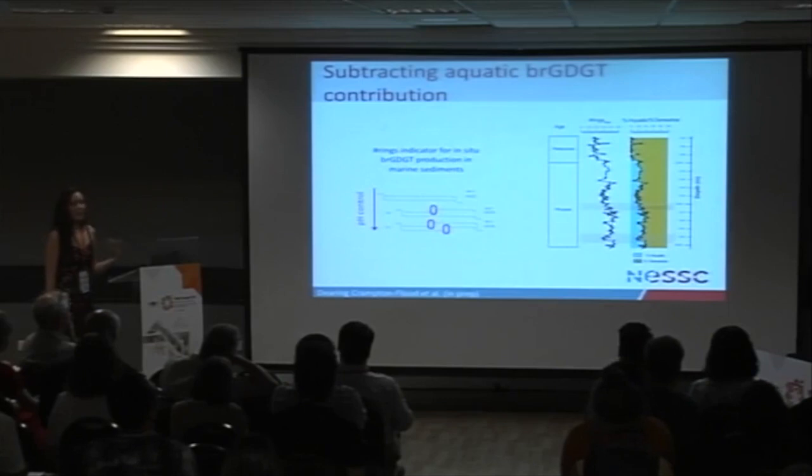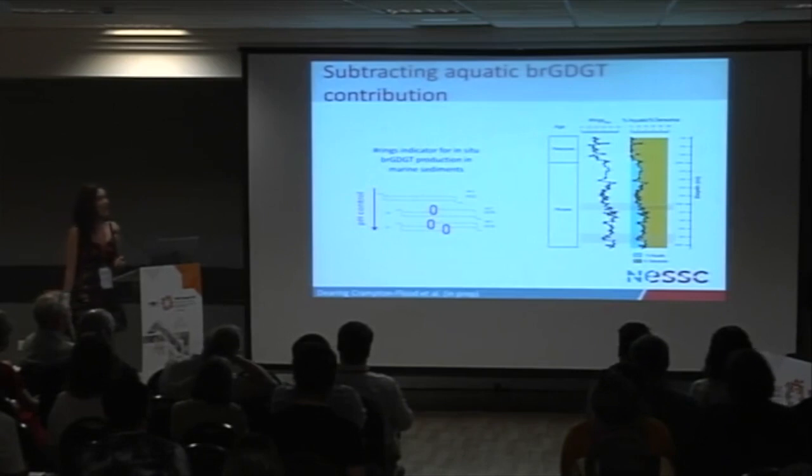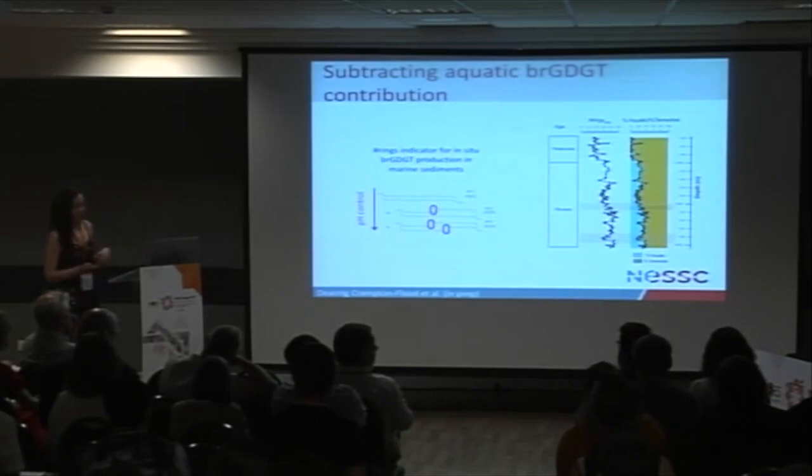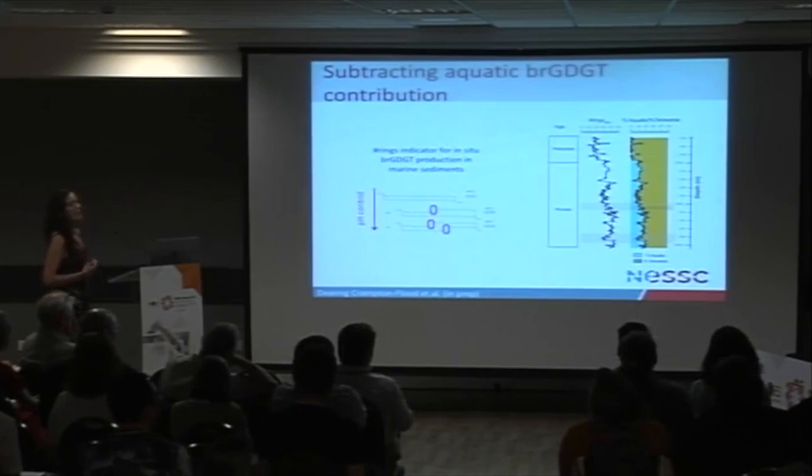So using the number of rings as an indicator for the in situ production, we came up with a method to correct our record. I just switched the axes there. We took the number of rings and calculated that index for all the Hank sediments, and we made a record out of that. You can see that during the Pliocene we have a high number of rings, and during the Pleistocene we have a low number of rings. So this really ties into the fact that it's an indicator for in situ production.